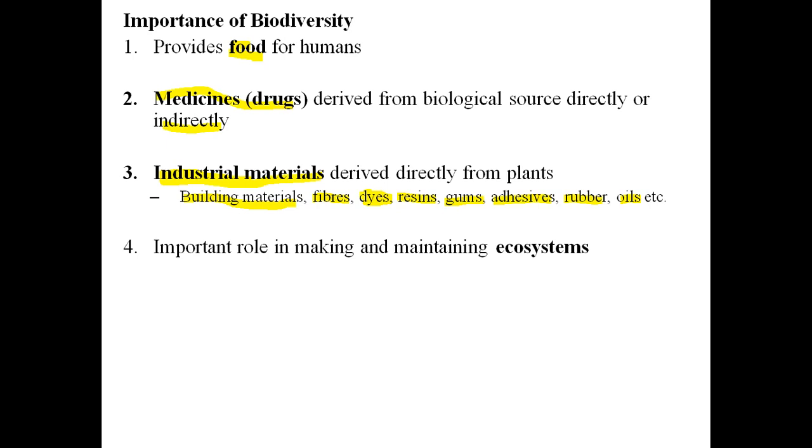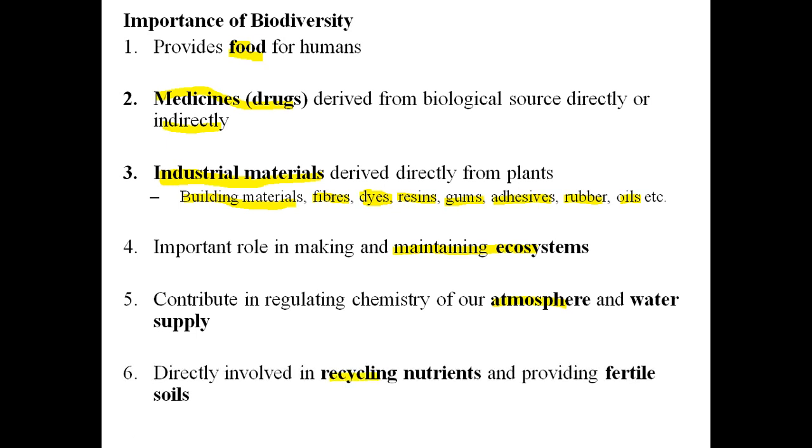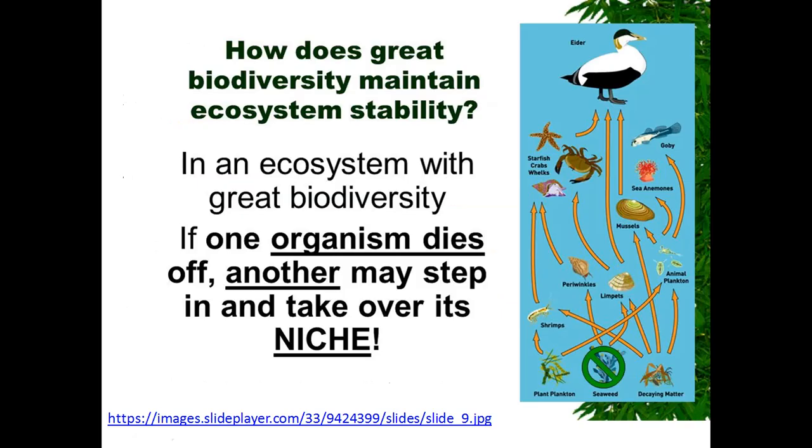So what is the other importance of biodiversity? Generally biodiversity makes and maintains ecosystems. Biodiversity also contributes in regulating the chemistry of the atmosphere and water supply, and it is also directly involved in recycling nutrients and provides fertile soil. Now, I will explain these 3 points again. A little bit of explanation is needed, though it's not in your book, but just for information I will add some slides here, showing how biodiversity maintains ecosystems.